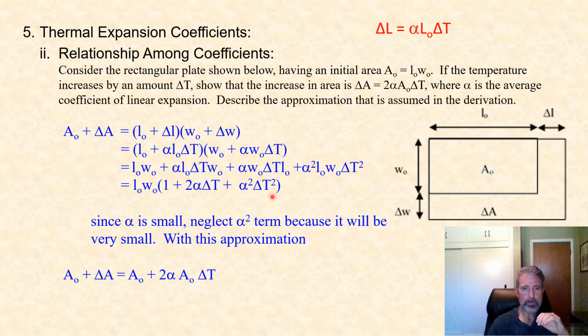When we do this, we come up to this point, and notice that we can subtract that initial area from both sides of our equation. When we do so, we get what we're looking for, which is simply the change in area due to the thermal expansion, which you can see is just, that coefficient of area expansion is just twice the coefficient of linear expansion, which is what we're asked to prove in this problem.